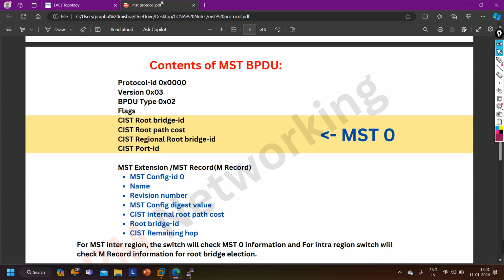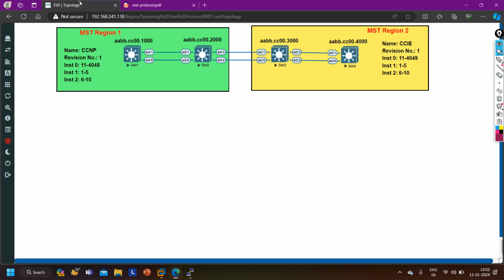So guys, it should be very clear to you that switches are going to elect the root bridge in the intra domain with the help of M record information, and in the inter domain with the help of MST 0 information. And in the M record we have information of instances, means how many instances we have, like instance 1, instance 2. So see what will happen in this scenario.